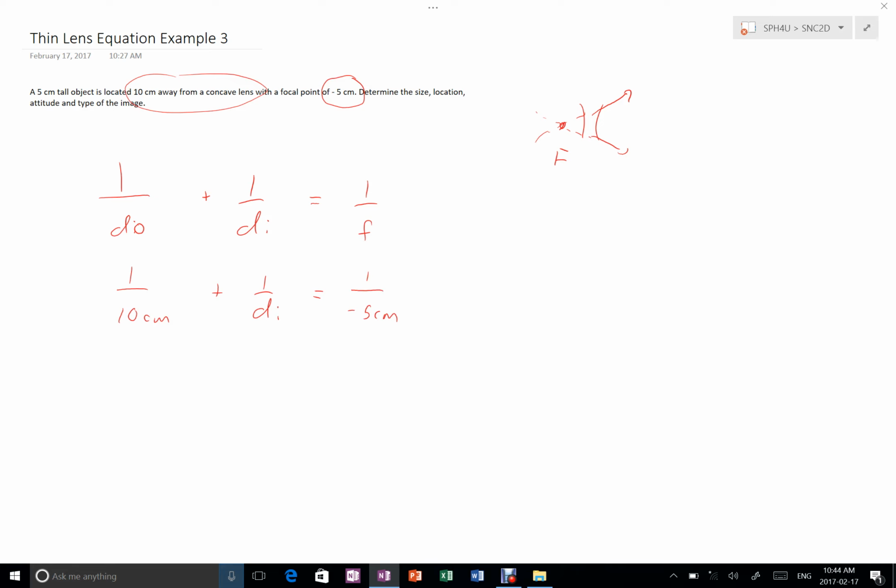Again, easy to convert to decimal places here, so we might as well. 0.1 centimeters to the negative 1 plus our unknown image distance, and then 1 on negative 5, which works out to be negative 0.2 centimeters. Now, subtracting 0.1 centimeters from both sides to get 1 on di on its own, I get negative 0.2 centimeters to the negative 1 minus 0.1 centimeters to the negative 1, which works out to be negative 0.3 centimeters to the negative 1.